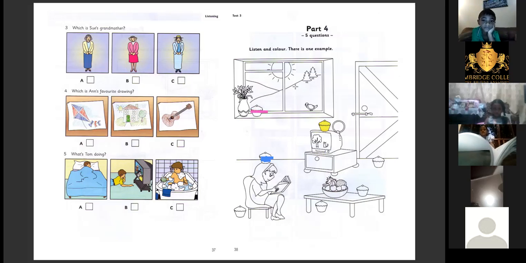Okay. Next one. The cake which is under the table is brown color. What is the color? Brown color. This is brown. Next one. The cake which is in front of the door is green color. What is the color? Green color. The cake which is behind the chair is purple color. What is the color? Purple color.